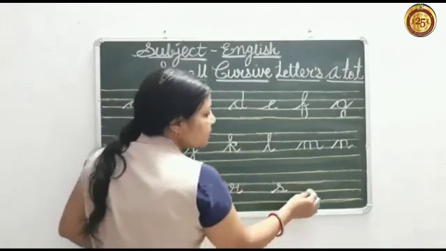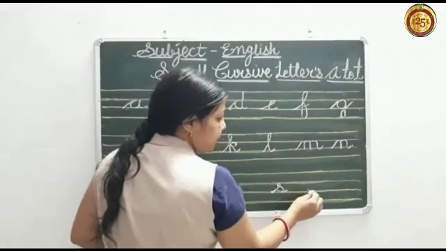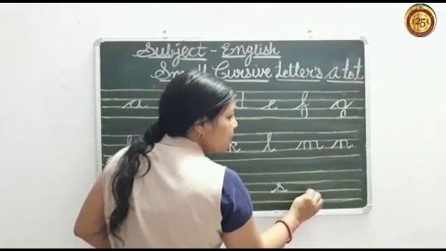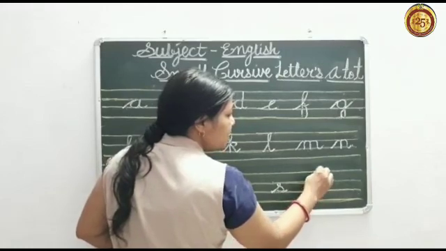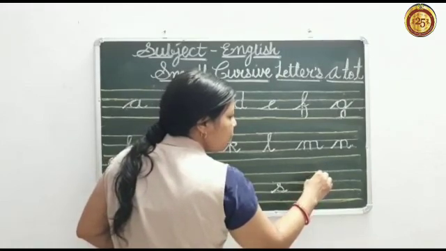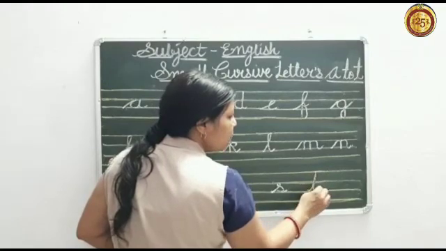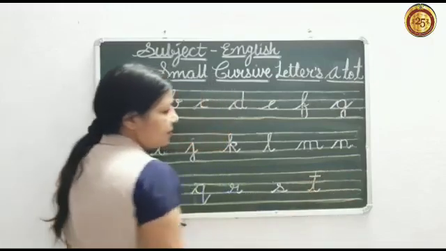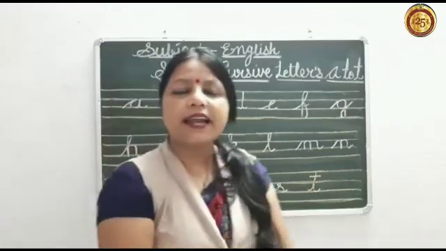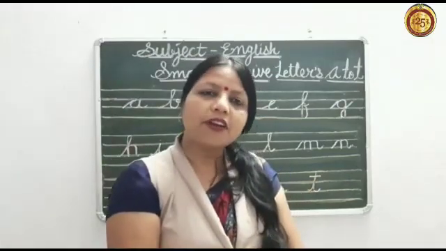We will write here a small cursive letter T. Put your pencil here on second blue line, go up, touch the first red line, come down with same line, touch the second blue line and turn it like this. Draw a line here. This is a small cursive letter T. T for tiger.